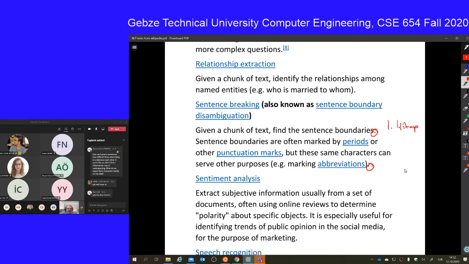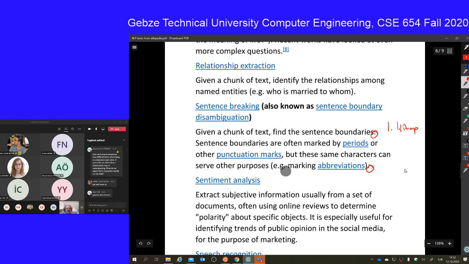I use a period in there, okay? And there are many other things, for example, here, e.g. There are others, so every time you see a period doesn't mean that that's the end of the sentence. That could be a difficult problem for some languages.